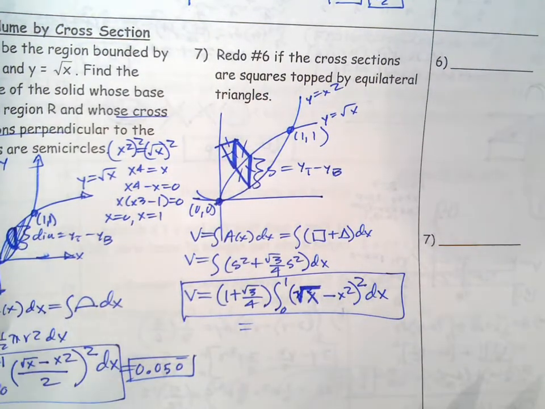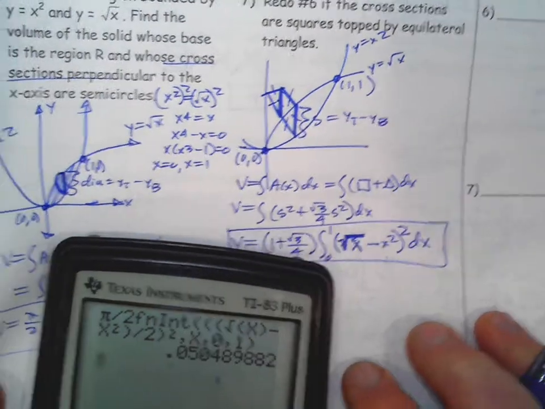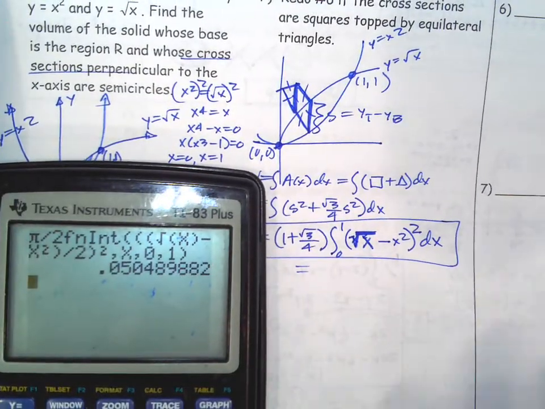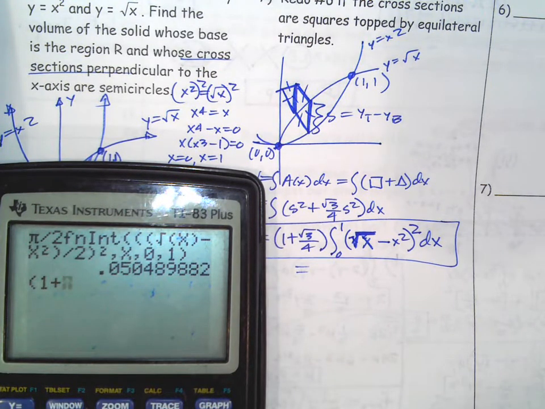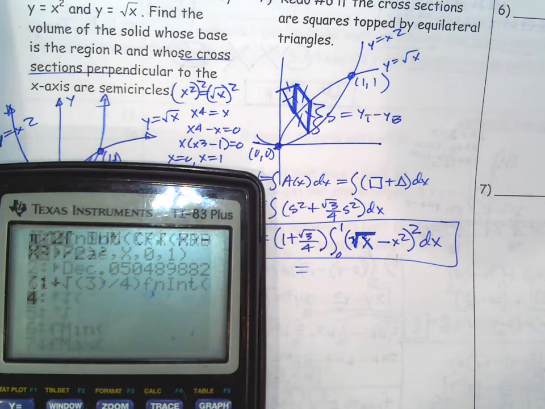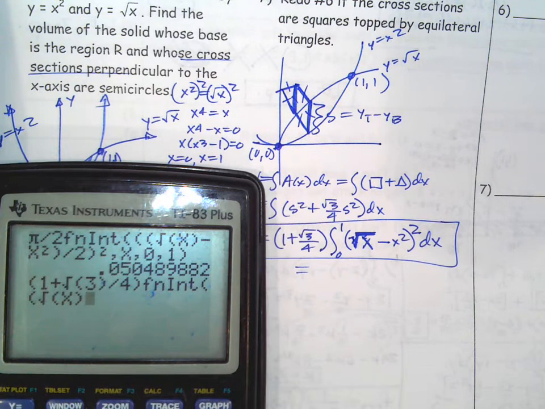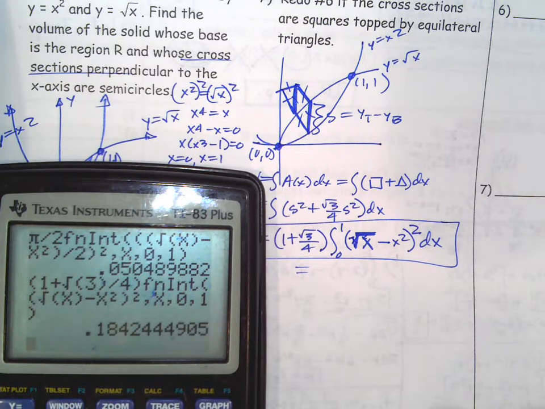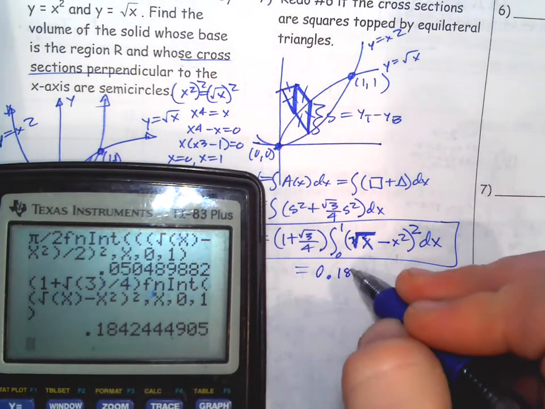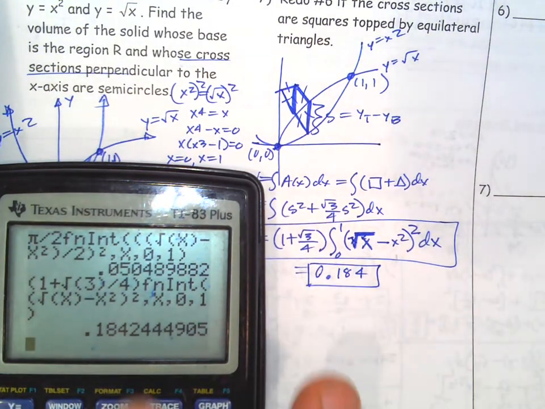And then you could plug it into your calculator. You could try and do it by hand just to get some extra practice, but this is more the kind of problem that will be on the calculator portion. So I would definitely take advantage of my calculator. Math 9, parentheses, square root of x, close parentheses, minus x squared, close, squared, comma x, comma 0, comma 1. And we get the answer, 0.184, rounded or truncated to three decimal accuracy. Same either way.